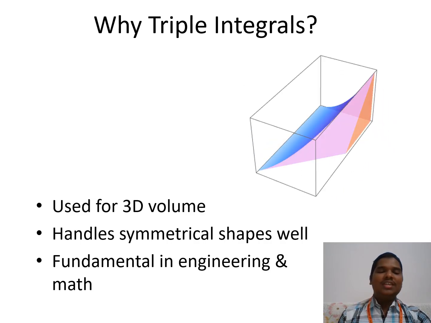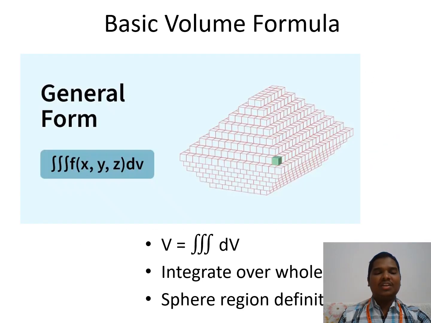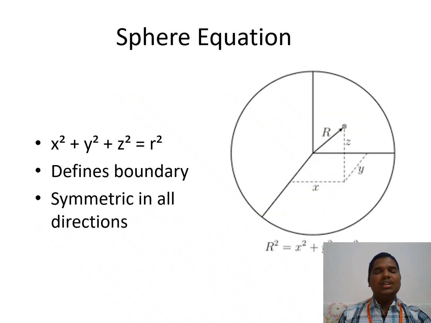Now, let us see the basic volume representation. In calculus, volume is represented as V equals the triple integral of dV. This means we integrate a small volume element over the entire region. For a sphere, we integrate over the region bounded by the sphere's surface. To define this region properly, we must know the equation of a sphere.